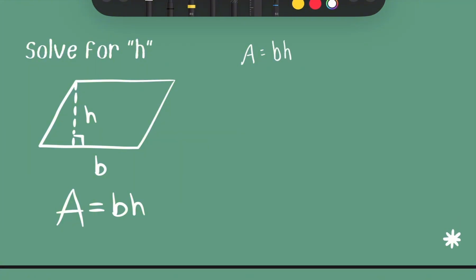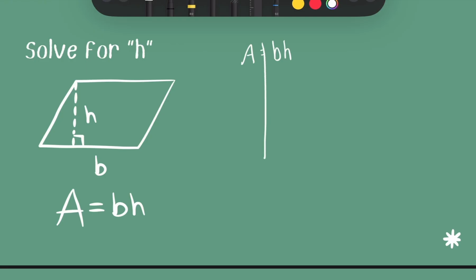So what we're going to be doing today is basically just rewriting the formula for a specific variable. In this case, they want us to solve for h, for the height. And so we want to rewrite this using the same inverse operations that we've been working with in the previous videos in order to solve for that variable.